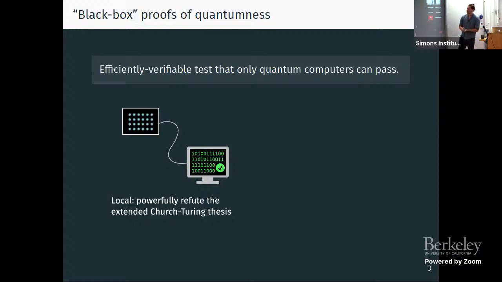But in this case, because we have an efficient verifier, we can go to the regime where it would take the lifetime of the universe for a classical supercomputer to solve it, and then still be able to check it on our laptop, which is a nice feature.